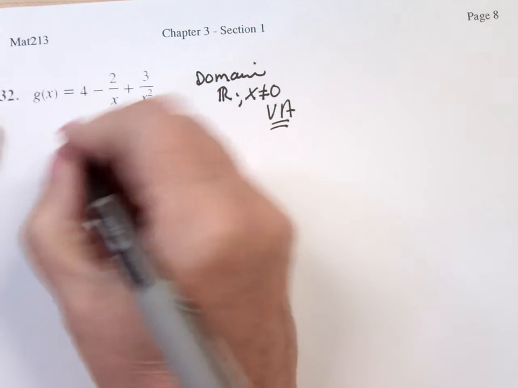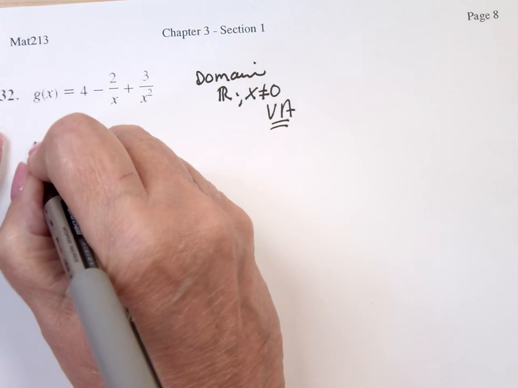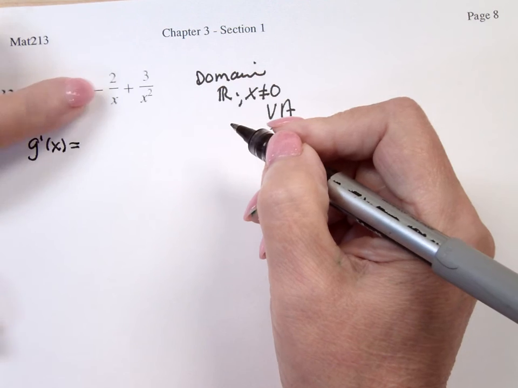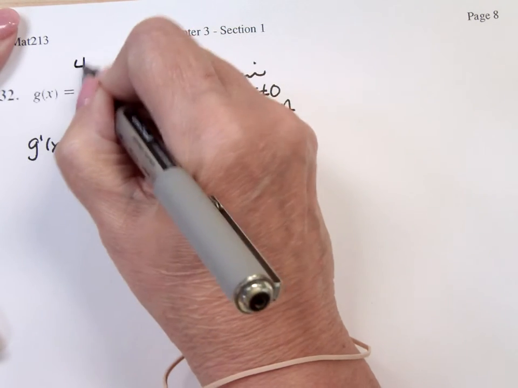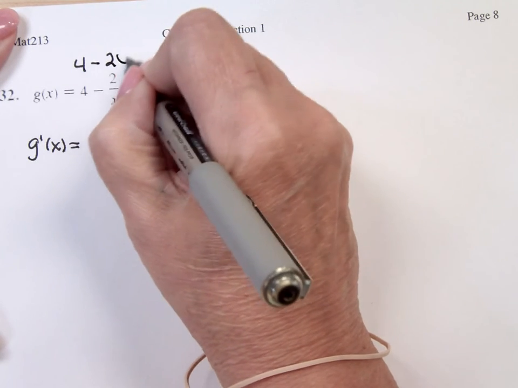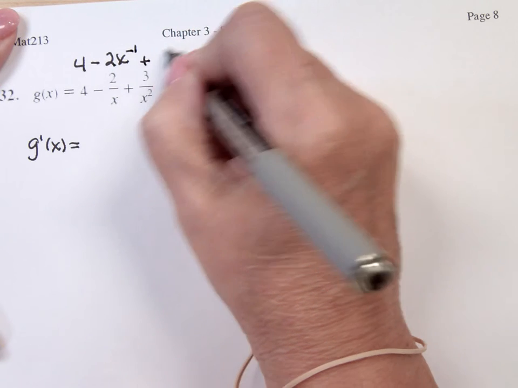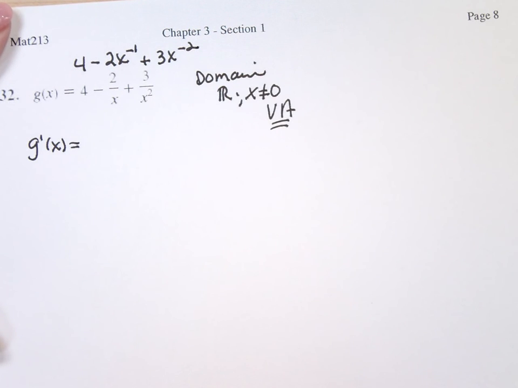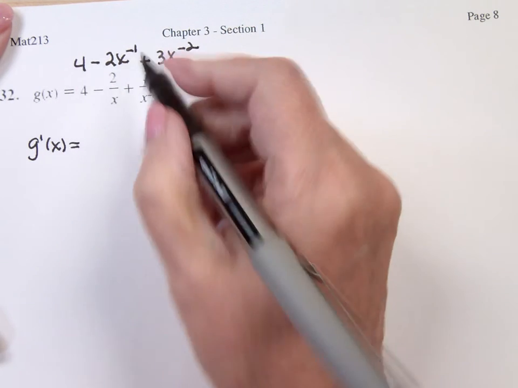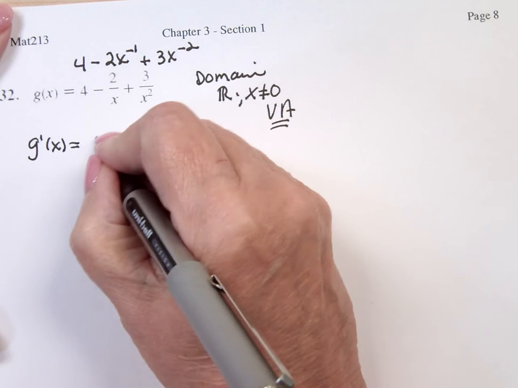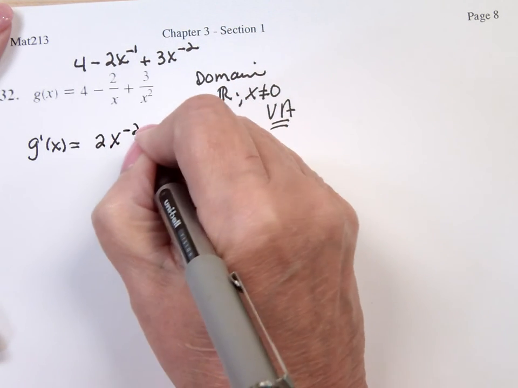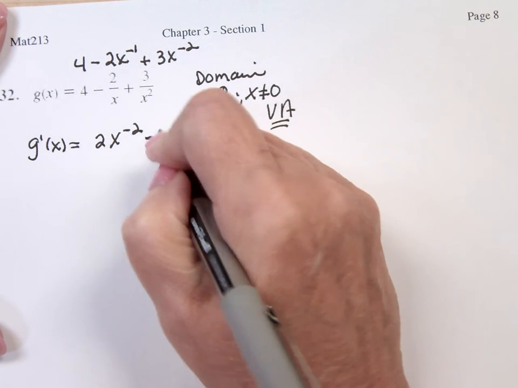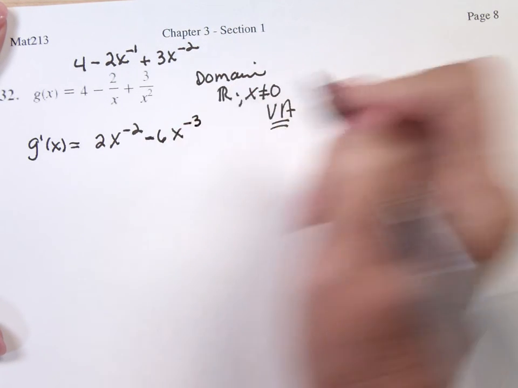So if I want to find the derivative, g prime of x equals, the derivative of 4 is 0. Now, by the way, I'm going to rewrite this, and I should have done this before. This is x to the minus 1 plus 3x to the minus 2. Makes taking derivatives a heck of a lot easier. So I have 0 minus times minus is a plus 2x to the minus 2. Minus 2 times 3 is 6x to the minus 3.